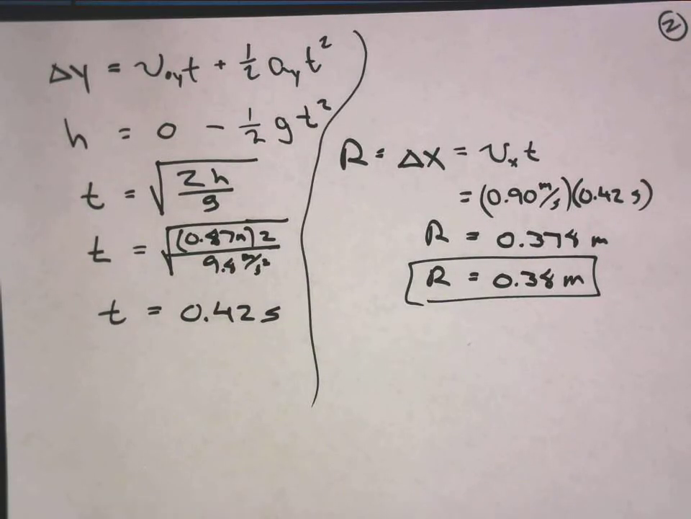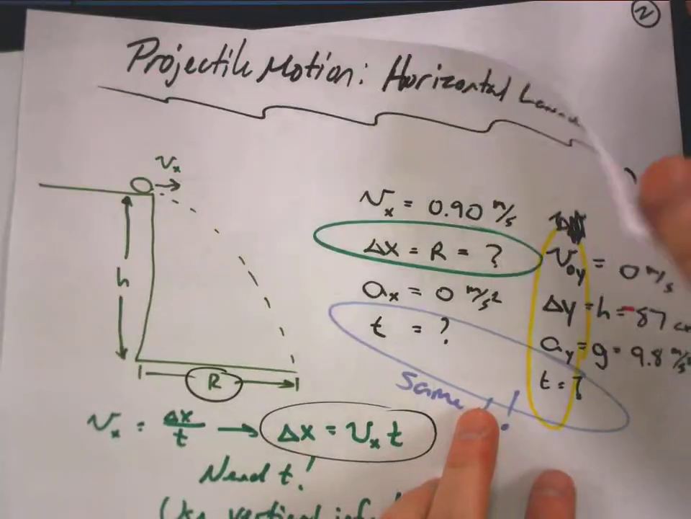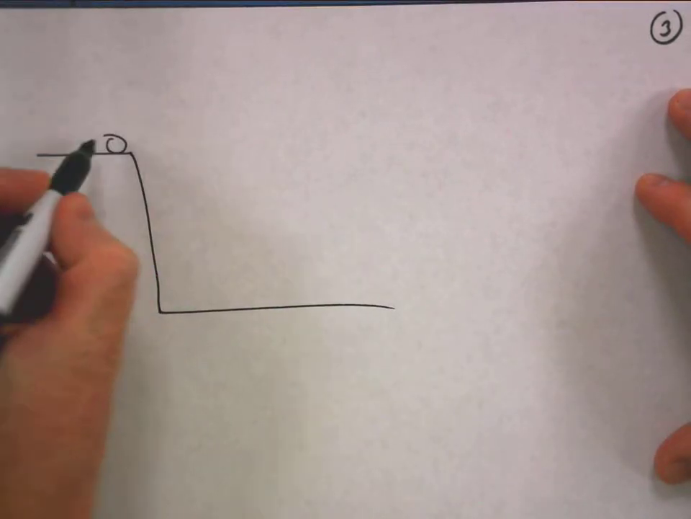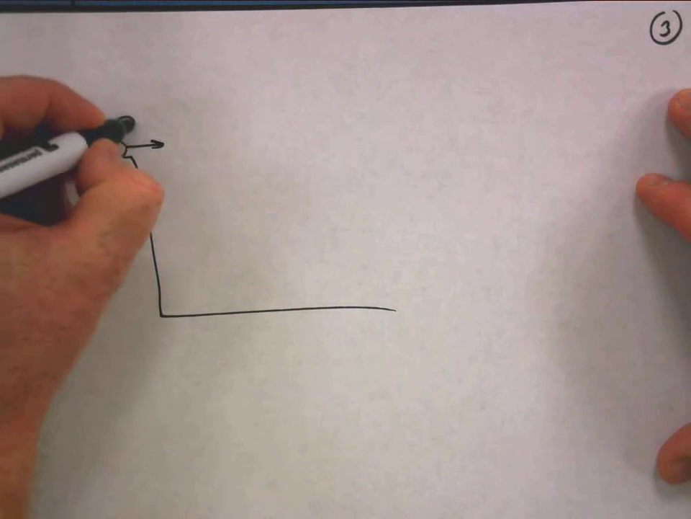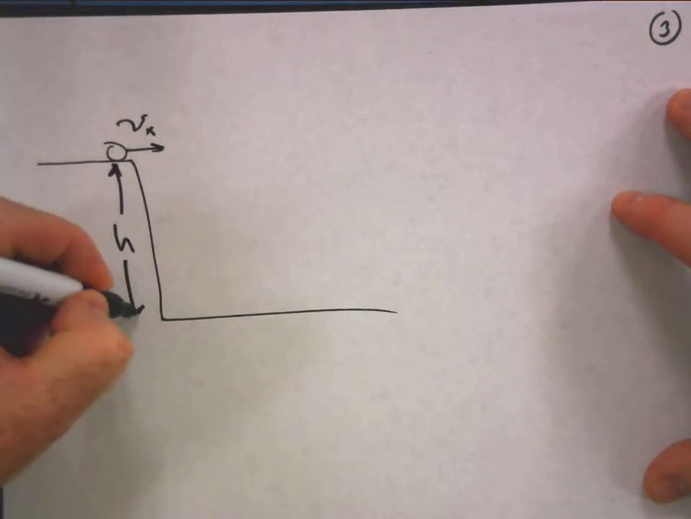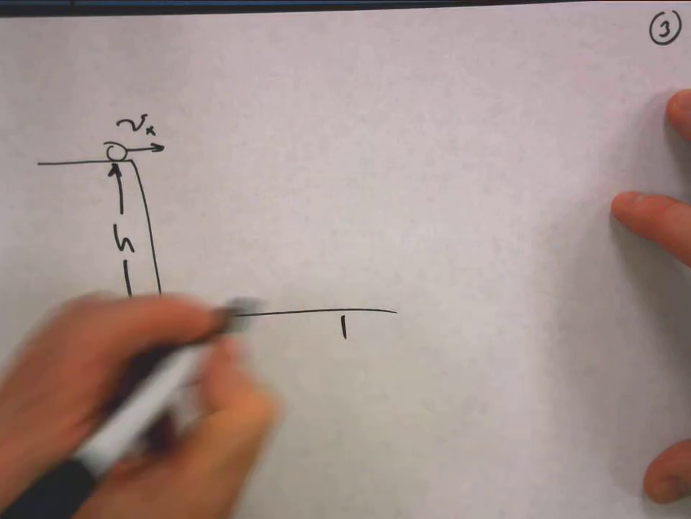All right, well, so I want to ask you something though. In this situation, what if we had things a little bit backward in terms of our initial information? So we have this situation here. We have this initial velocity in the x direction. There's an h, right? And there's a range where it's going to land.